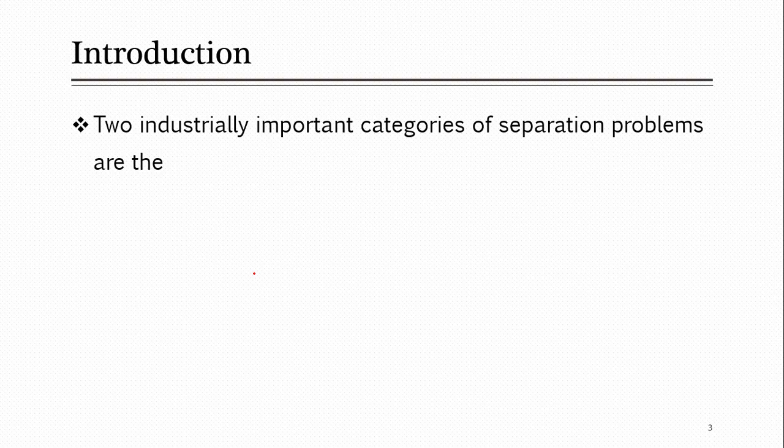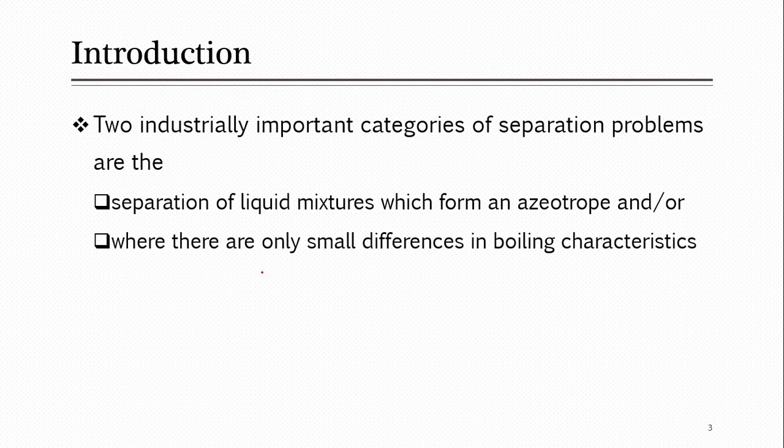Actually, there are two important categories of separating various hydrocarbons or components, and those separations are difficult. What are those separations? If you are separating azeotropic liquids, or a mixture where an azeotrope is formed, you know that it is very difficult to separate them. When an azeotrope is formed, you can't go for distillation, then you look for other techniques, and maybe you can go for liquid extraction or absorption.